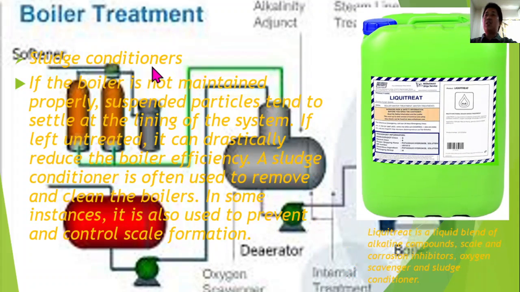We also have here the sludge conditioner. If the boiler is not maintained properly, suspended particles tend to settle at the lining of the system. Left untreated, it can drastically reduce the boiler efficiency. A sludge conditioner is often used to remove and clean the boilers. In some instances, it is also used to prevent and control scale formation. So that is the use of the Liquitreat.